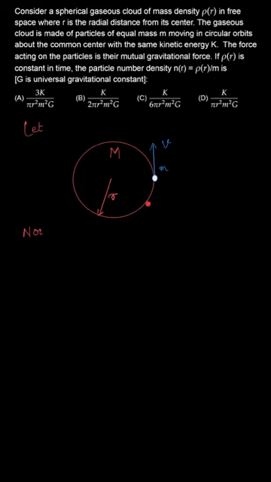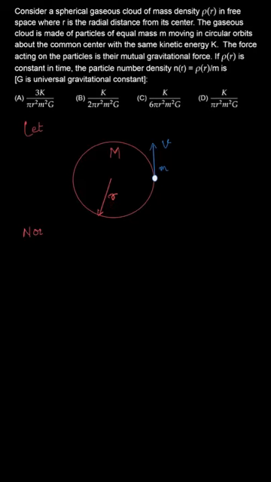Okay, so here we have to find the value of the number density. Let us take a spherical volume of radius r having the inner mass M, and let us consider a particle having a small mass m and speed v. Since it is moving in a circular path, the gravitational force would act as the centripetal force which facilitates circular motion.